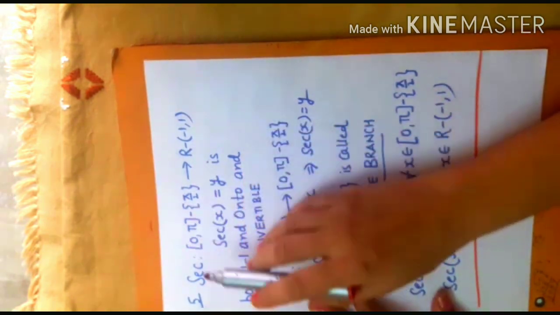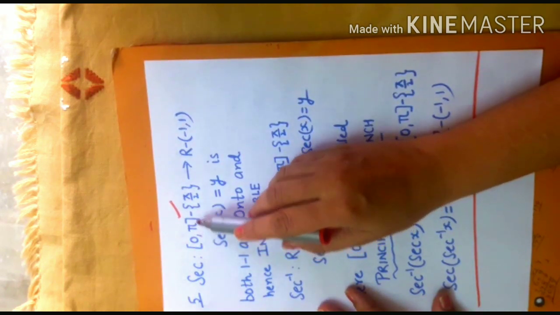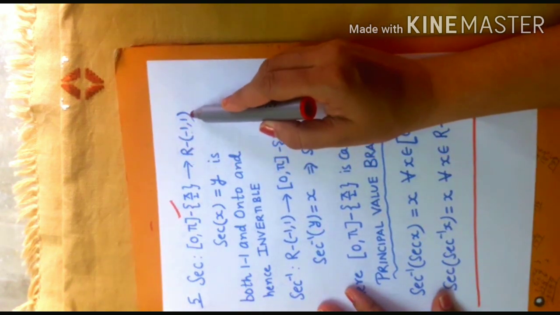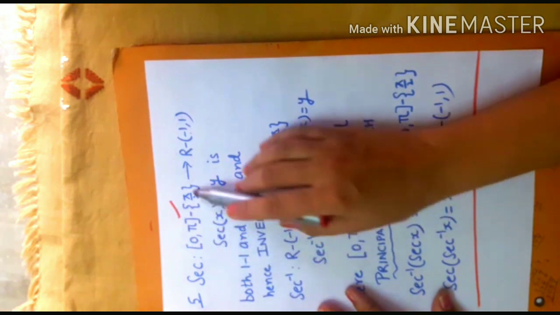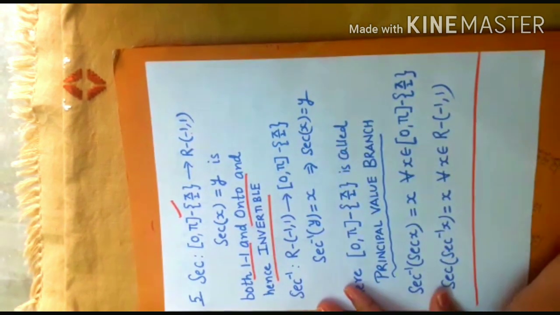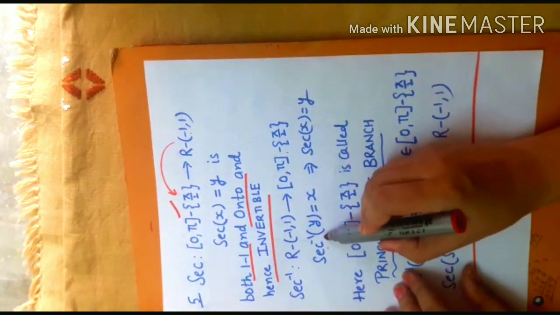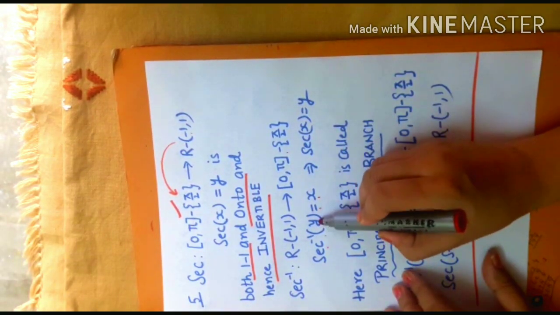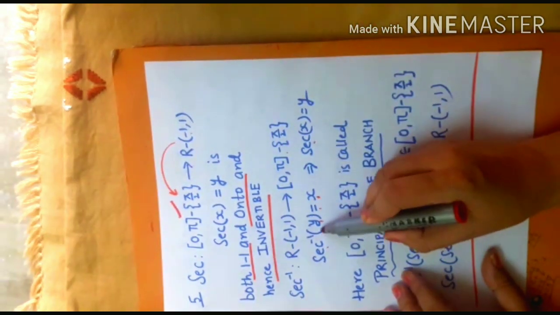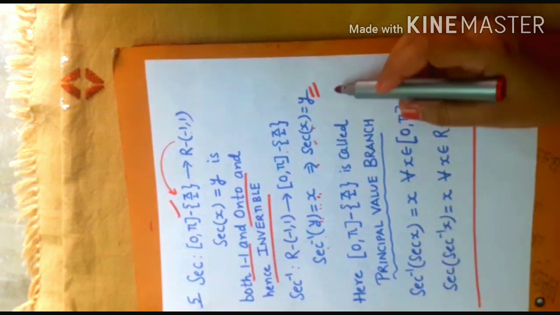Now similarly, we restrict the domain of secant function to this, that is the closed interval 0 to pi excluding pi by 2 to R minus the open interval minus 1 to 1. On this restricted domain, the function is both one-to-one and onto and thus invertible. So inverse of secant will be from this to this. And secant inverse y will be equal to x. That means y will be associated to its pre-image under the function secant. So secant inverse y equal to x will imply secant x is equal to y.